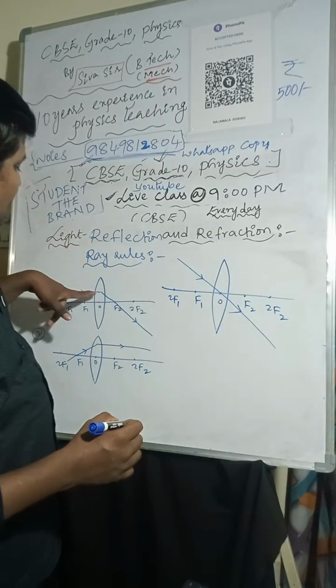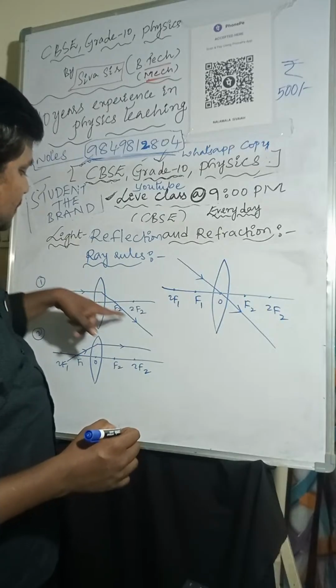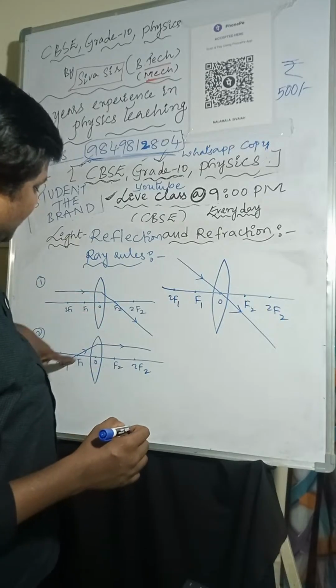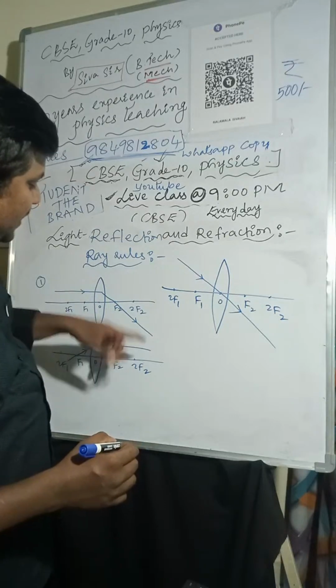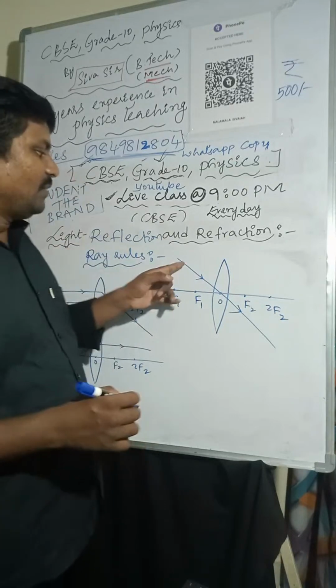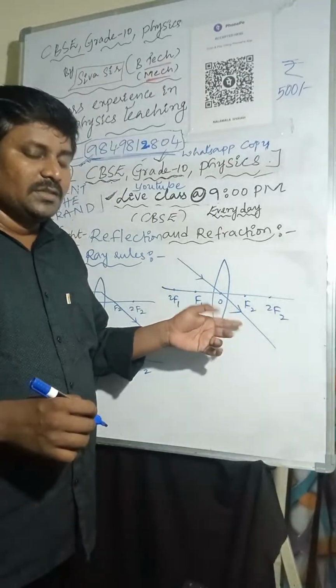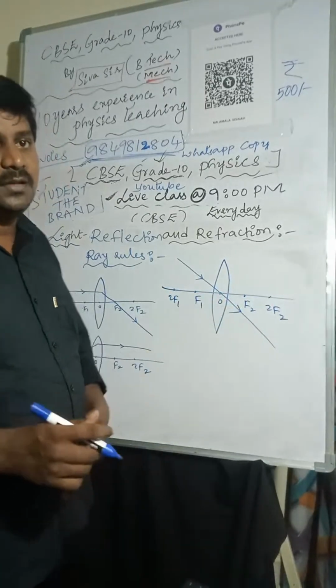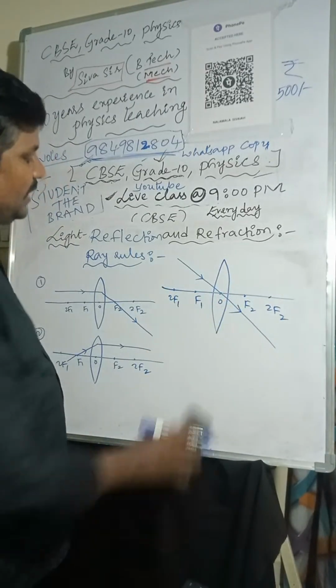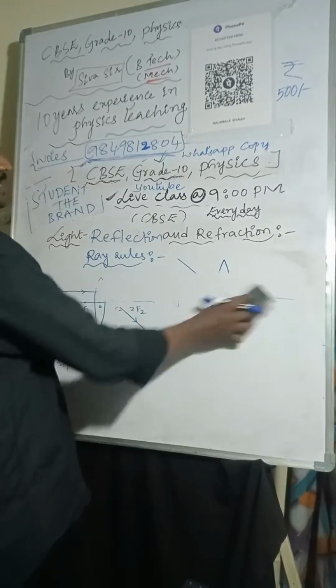One light ray is parallel to the principal axis; after refraction it passes through the focus. Another light ray passes through F1; after refraction it becomes parallel to the principal axis. If the light ray passes through the optic center, there is no deviation; it moves through the optic center only. So that is about the ray rules of the convex lens.